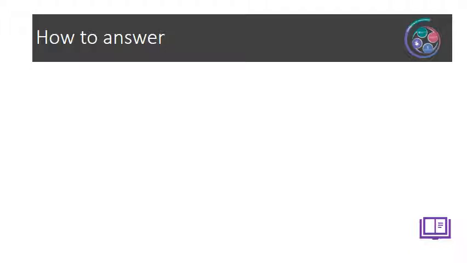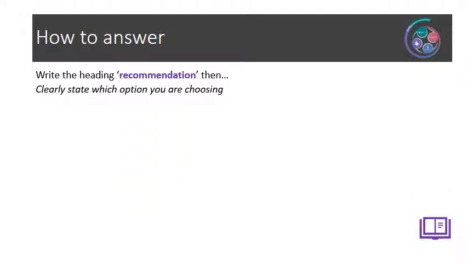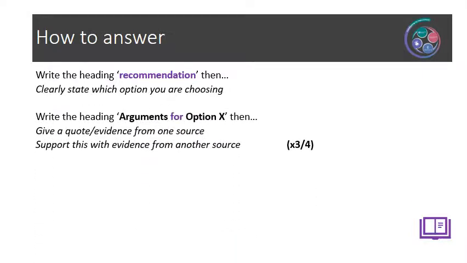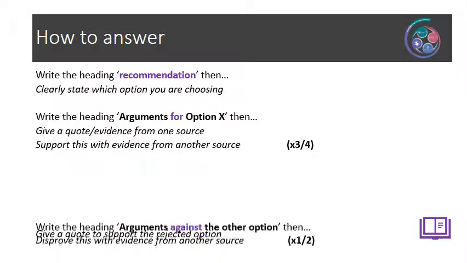So how do we answer options questions? Well, to begin, you should write the heading, recommendation, and then clearly state which option you're choosing, either option 1 or option 2. You should then write the heading, arguments for option, and again, either 1 or 2, and then give a direct quote or evidence from one source, and then back it up, support it with evidence from another source, looking to synthesize information where possible. Now we need to repeat that either 3 or 4 times.